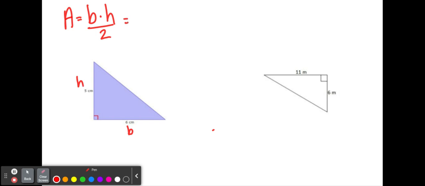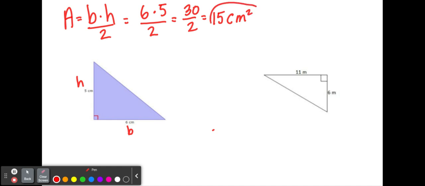So I'm going to say that my base is 6 times my height is 5, and then I need to remember to divide it by 2. So when I go solve it, I would do 6 times 5 is 30, and 30 divided by 2 would give me an area of 15 centimeters squared. Okay, so that would be the area for this triangle here.